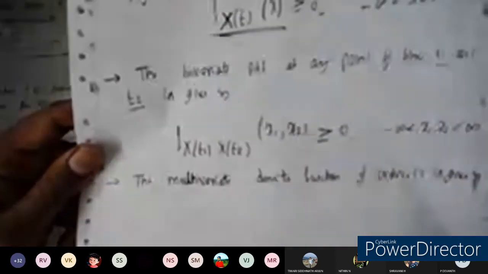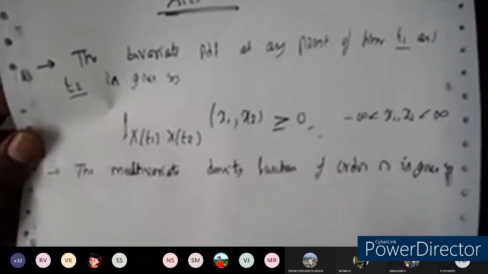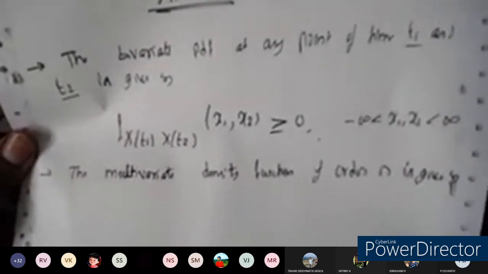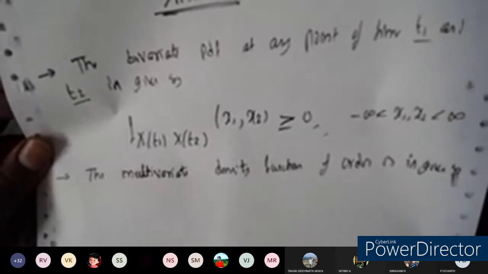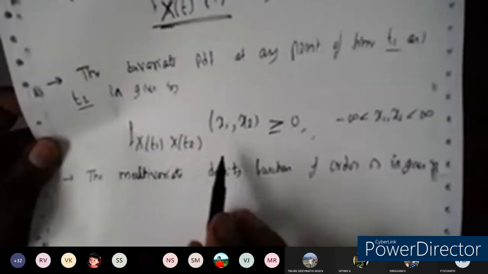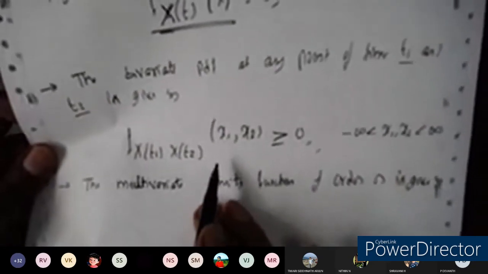The multivariate density function of order n is given by... So you're going to consider multiple random variables of order n here. So order n is the theme. The time interval t can take the values t1, t2, t3, up to tn. So that one we can call the order n.